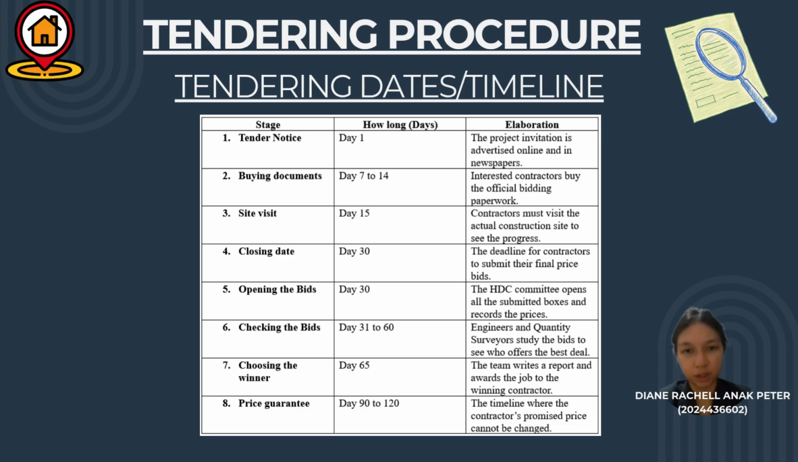Next is our tendering timeline, which breaks down the entire process into three main phases over a 120 day. Phase 1 Preparation, day 1 to 15. We advertise the tender notice on day 1. Contractors buy the paperwork by day 14 and attend a mandatory site visit on day 15 to check the actual land.